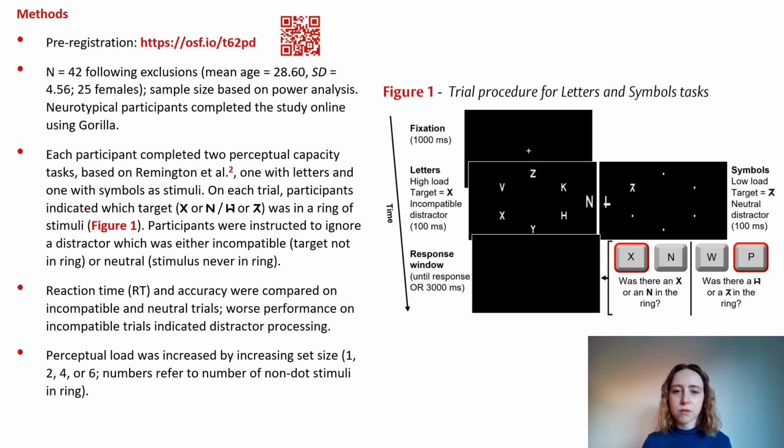Participants were told to ignore a distractor which could be incompatible, so the target not in the ring, which is N in this example, or neutral, so a stimulus which never appears in the ring, like this symbol. Lower accuracy and slower reaction times on incompatible compared to neutral trials indicated distractor processing. We changed the number of non-targets in the ring, that is the set size, across blocks of trials to manipulate perceptual load.